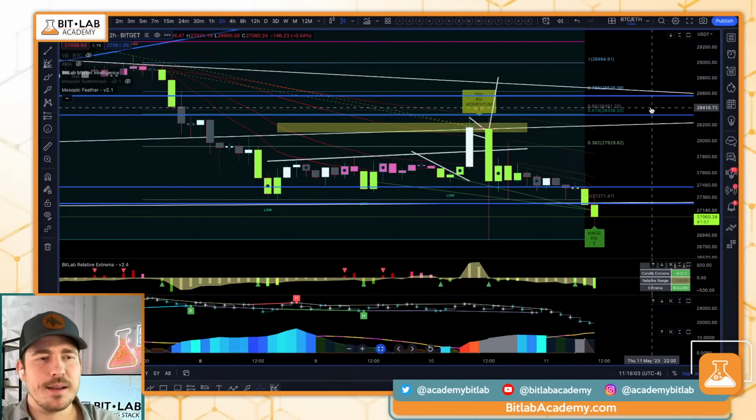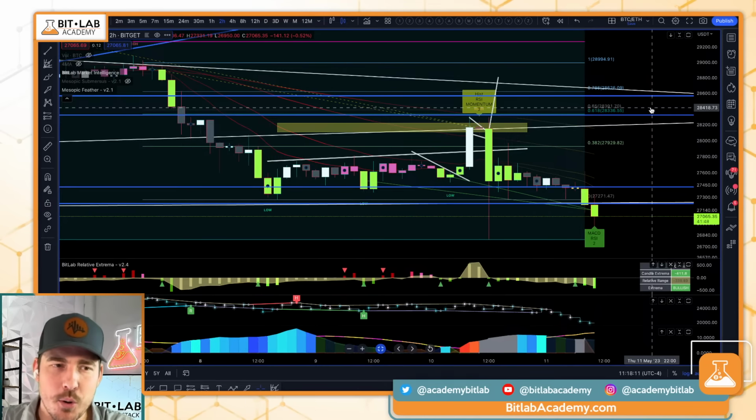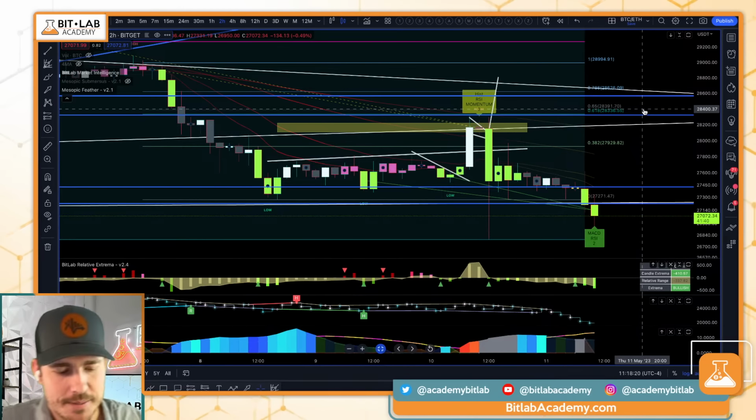So use the data, not just price. Find confluence between multiple different data points, price action, support and resistance, and multiple different indicators so that you can make healthy trade decisions. All right.